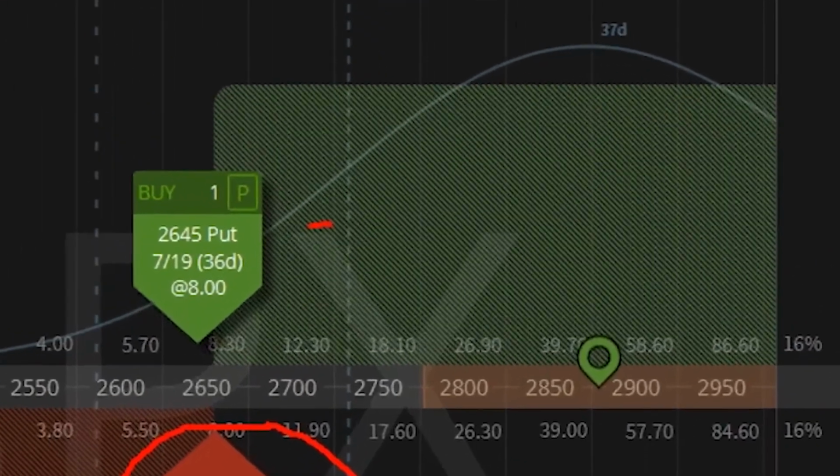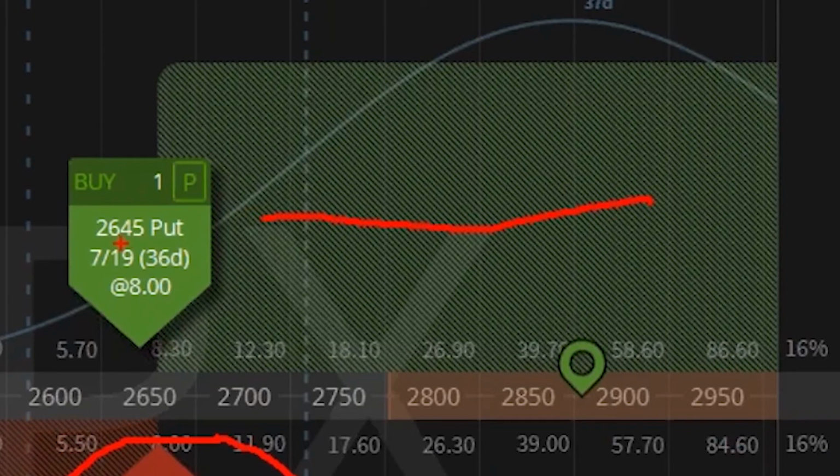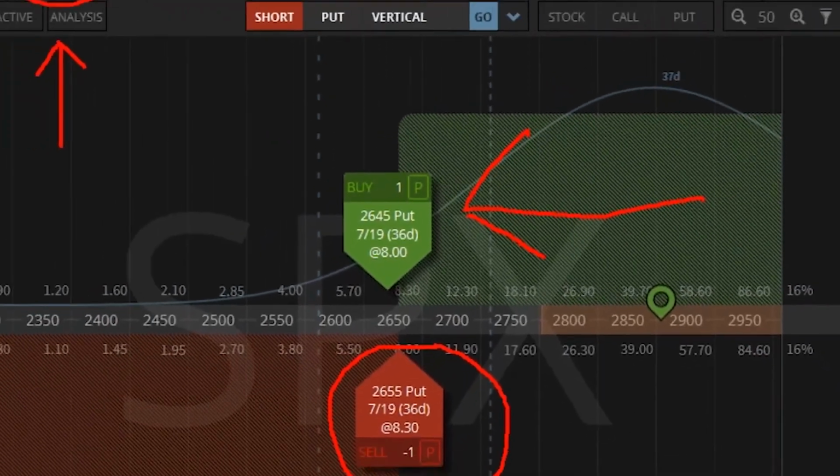So almost 8% down this market would have to go before you lose on this trade. So the market would have to go down almost 8% for you to lose on this put spread. That is how a put spread is structured.